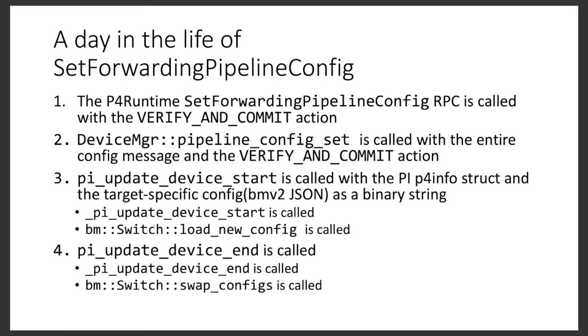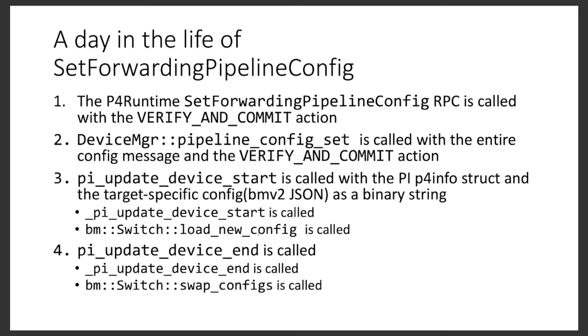In that case, BMV2 has a switch object and this object has a load new config method on it. So this function is going to be called, and it's how you tell BMV2, hey, here's your new BMV2 JSON. When I start giving you table entries from now on, they're going to apply to the new P4 data plane and not to the old P4 data plane.